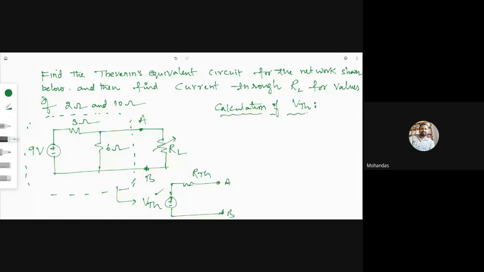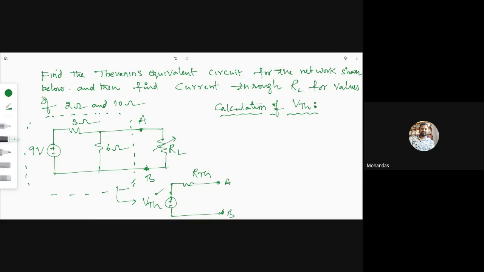So can anybody read out the procedure I have given? How to find out the V Thevenin? Please, anyone? Srivastava, please read out, Amma. What are the things I have given? Remove the load resistance or target terminal and calculate the open circuit voltage.